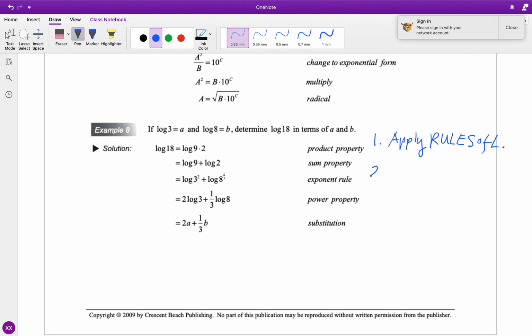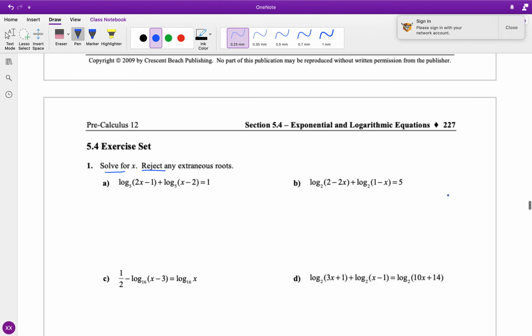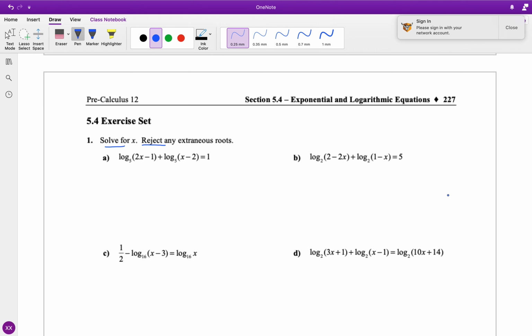The second thing is that you need to be able to fluently switch between the exponential function and the logarithmic function. So that's basically the 2 things that are expected. I am going to just demonstrate a number of questions in the exercise set.